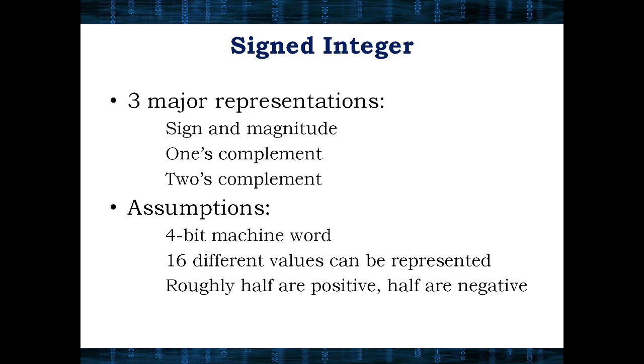So next we will discuss signed integers. Here there are three major representations: sign and magnitude, 1's complement, and 2's complement. To explain these representations, we'll assume the machine word is 4-bit data, so 16 different values can be represented. Roughly half are positive and half are negative.